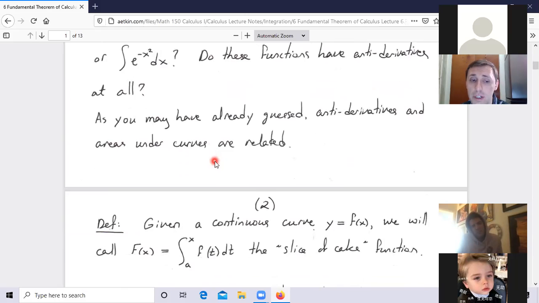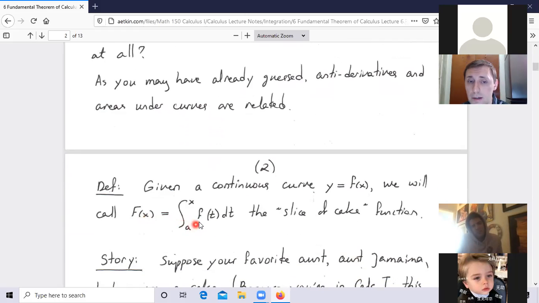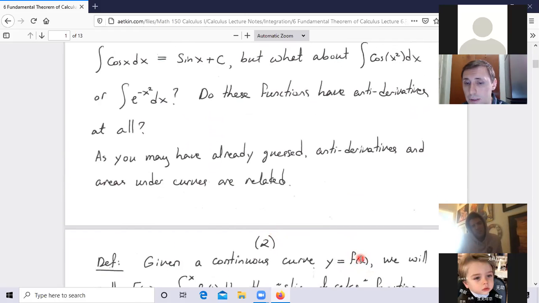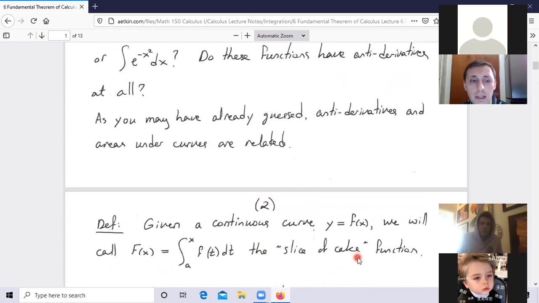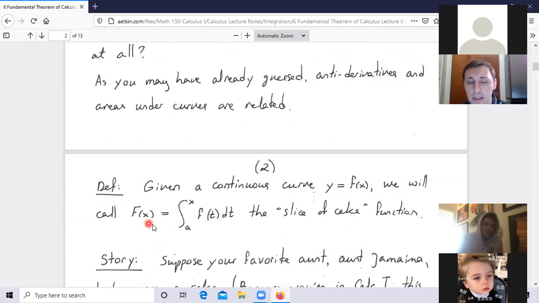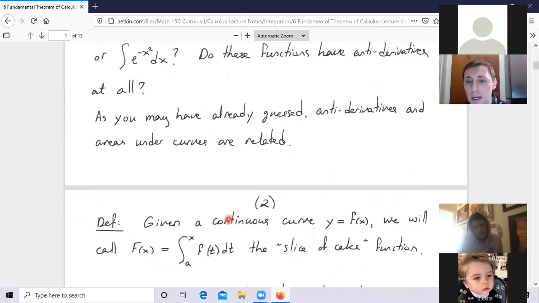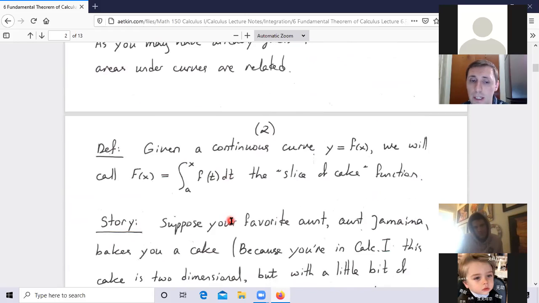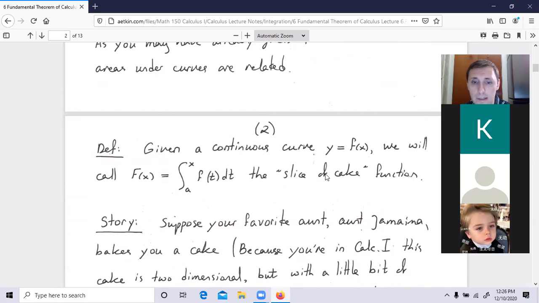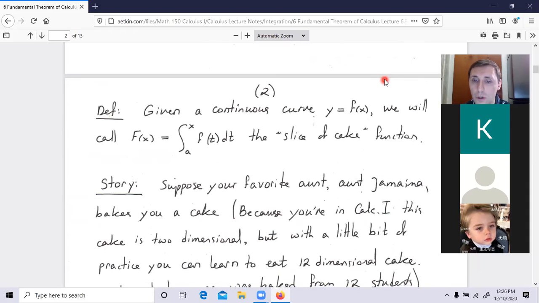We define the function capital F of x. If you're given the curve y equals little f of x, you define capital F of x to be the integral from a to x of f of t dt. And I call it the slice of the cake function. So suppose that your favorite aunt Jemima bakes your cake. And because you're in Calc 1, you don't deserve more than a one-dimensional cake. So it's going to be one-dimensional.